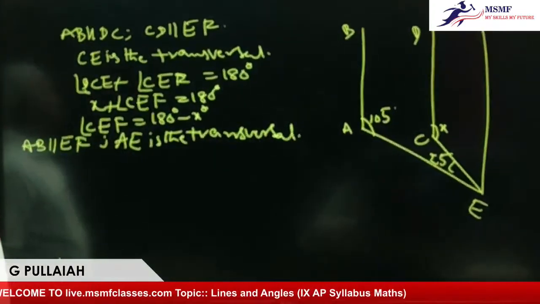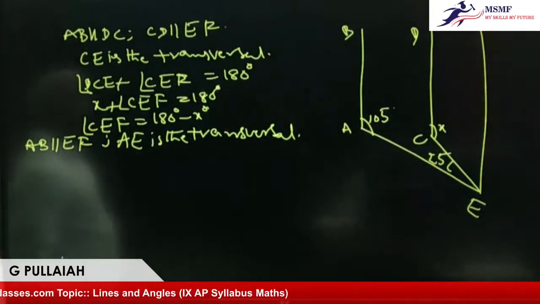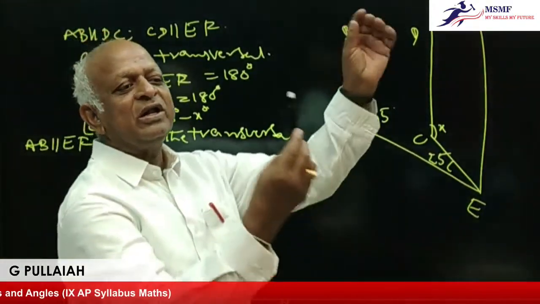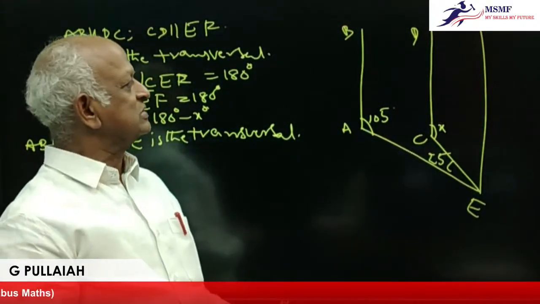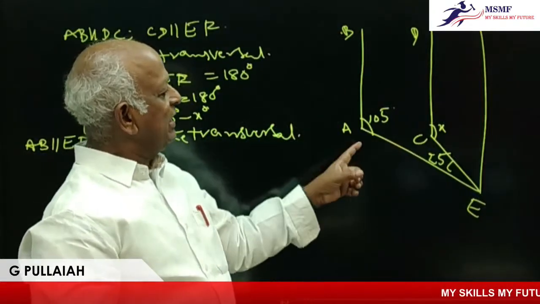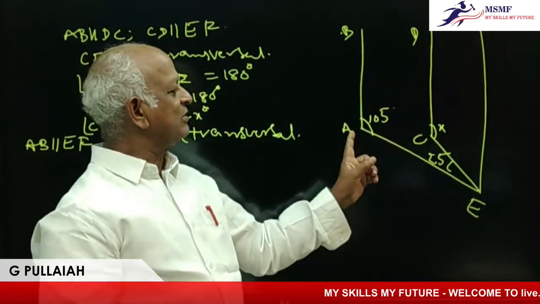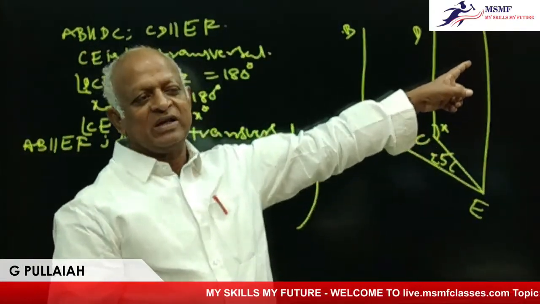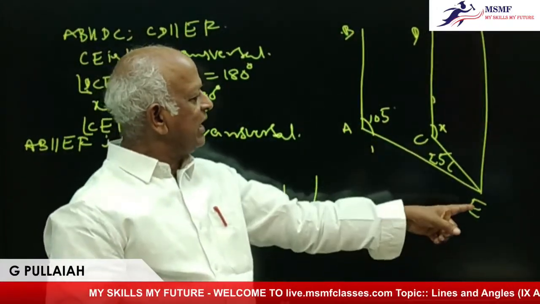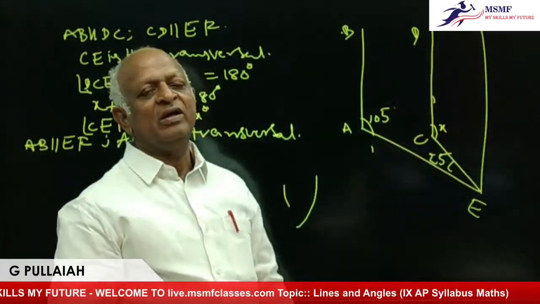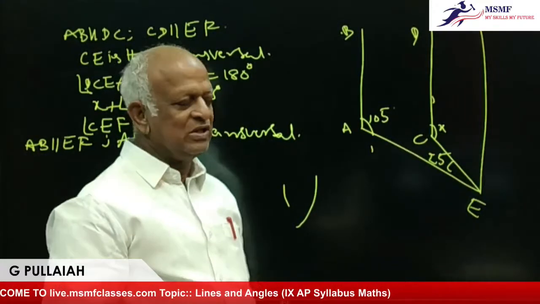A is the transversal. Let us see what the co-interior angles are here on the transversal. You can say angle BAE is one angle and AEF is another angle. So BAE and AEF put together become 180 degrees.